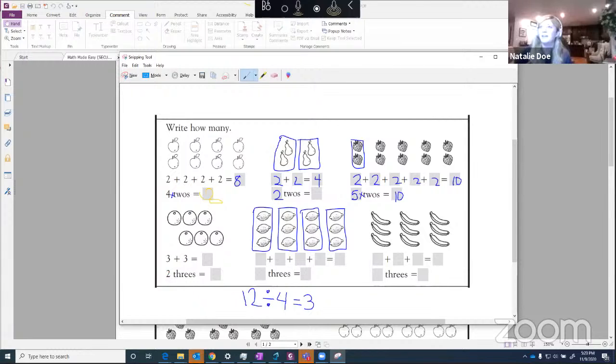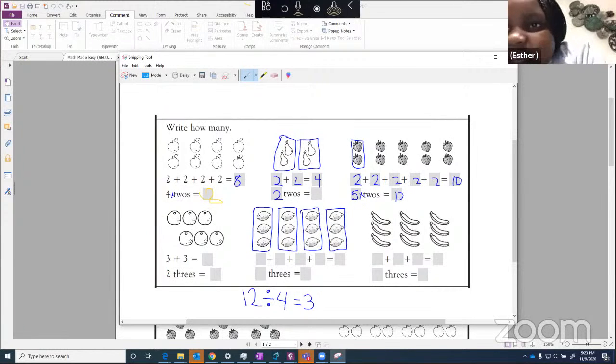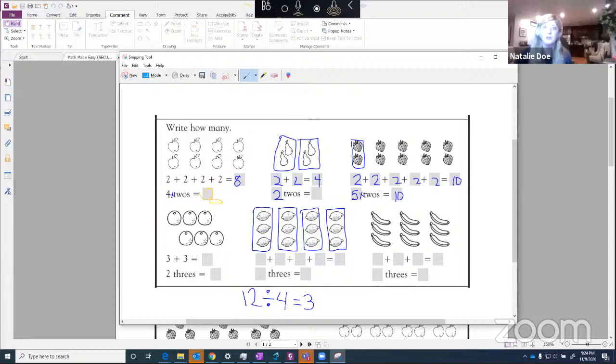All right. So can we do subtraction, addition? What is that thing called? You want to do repeated subtraction next? Yes. All right, let me pull it up real quick.